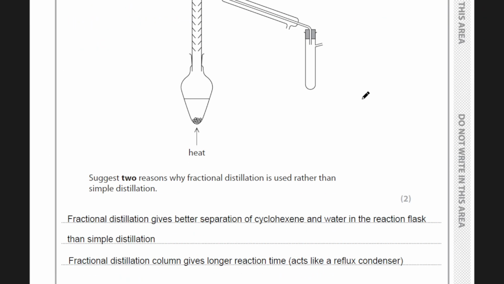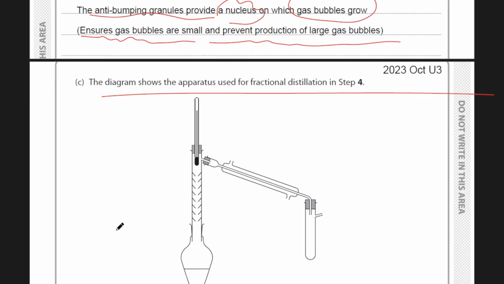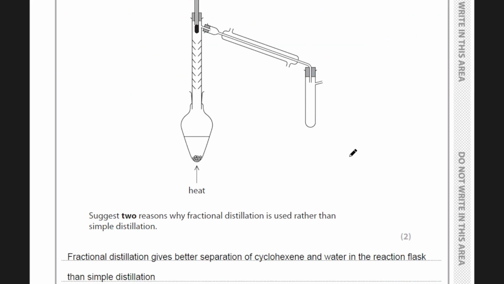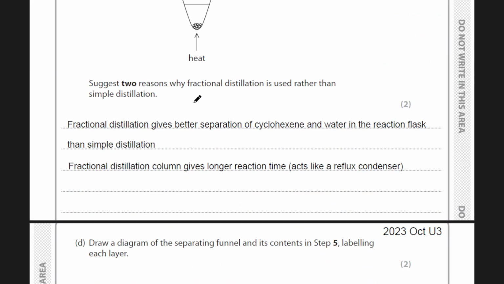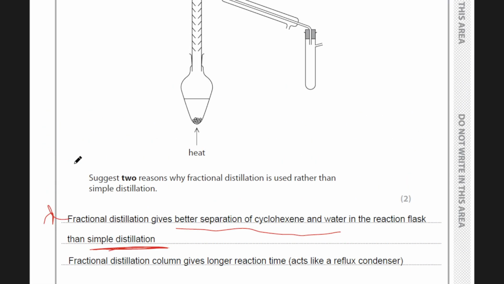Fractional distillation is basically the process in which the components in a mixture are separated according to their boiling temperatures. Why is it used rather than simple distillation? First of all, fractional distillation will provide a better separation of cyclohexane and water in the reaction flask than simple distillation, simply because they have varying boiling temperatures.